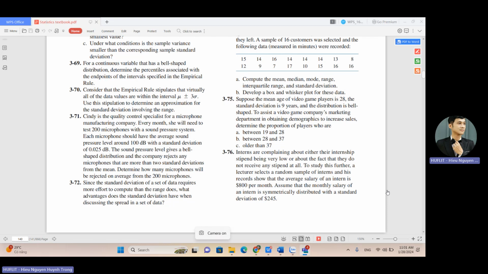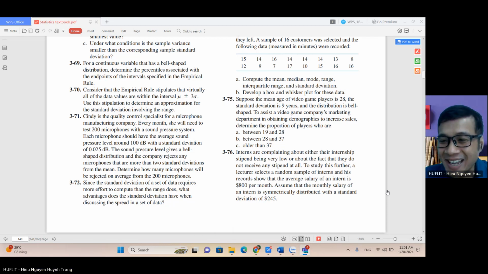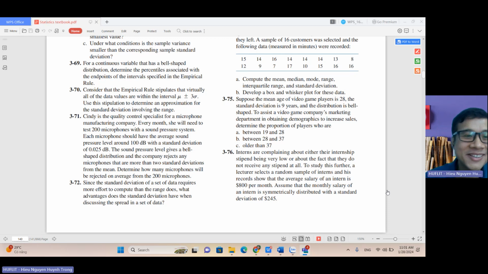So what's your solution? Have you worked out the answer yet? Now let's correct this exercise together. As you can see, we need to test 200 microphones. We know that the average will be 100 decibels, so that is the mean. And we also know the standard deviation, that is only 0.025.